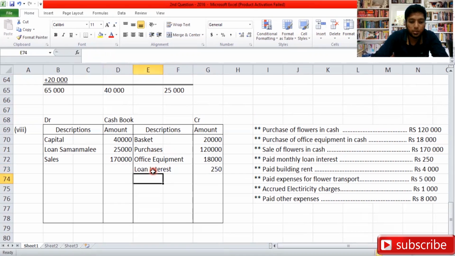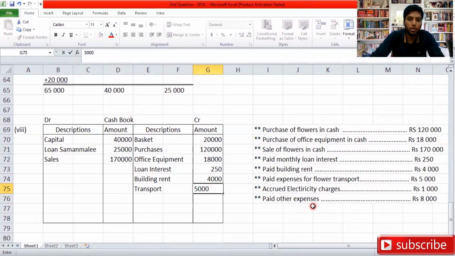Then we have building rent. So you can write building rent 4,000. Then we have expenses for flower transport. Transport, you can write 5,000. Accrued electricity charges we won't take because it's not an amount you have paid. It's an amount you should pay in future. What you need to pay in future, you won't take into the books of accounts when it comes to cash book. Because cash book, what you're receiving, what you're paying, only you should take. What you need to pay in future, you can't take. So we will exclude accrued electricity charges.